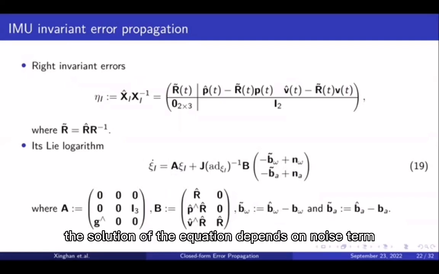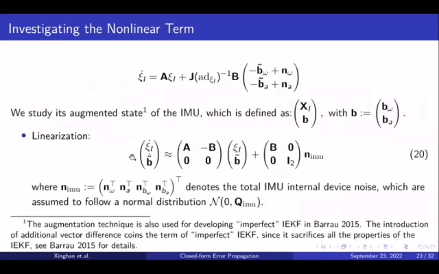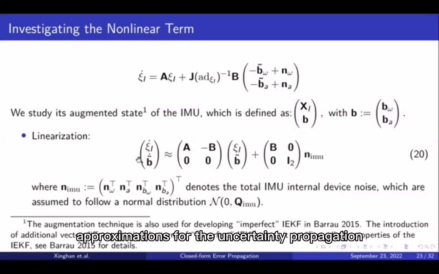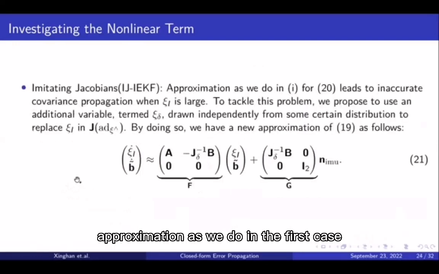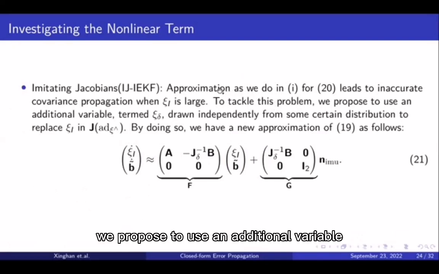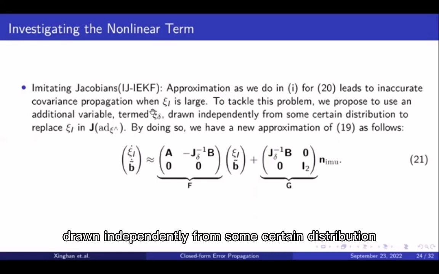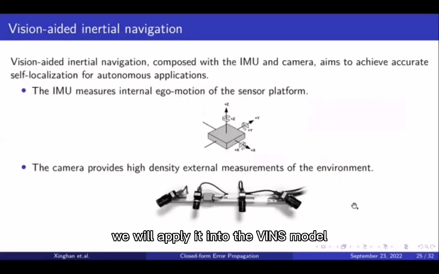The solution of the equation depends on the noise term, causing mathematical difficulty in analysis. For estimation purposes, we will discuss the following different approximations for the uncertainty propagation in an IMU. The first one is that we use the first-order approximation. The approximation in the first case leads to inaccurate covariance propagation when Xi is large. To tackle this problem, we propose to use an additional variable, termed Xi delta, drawn independently from a certain distribution to replace Xi. We will apply it to the VINS model.